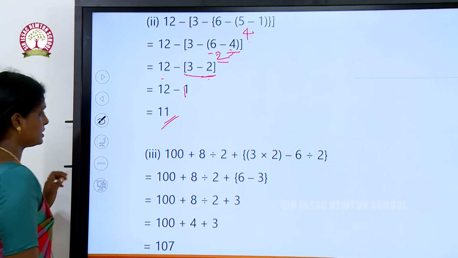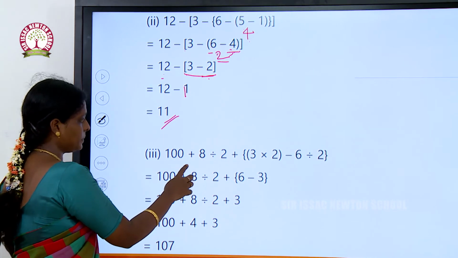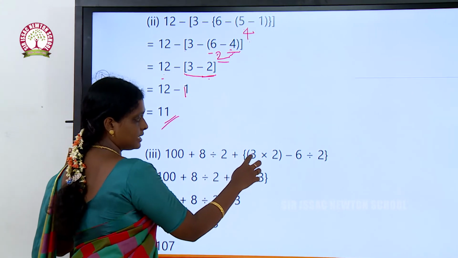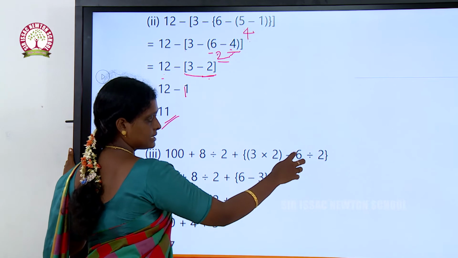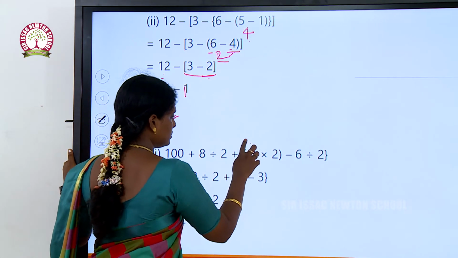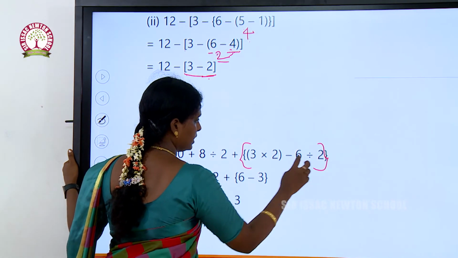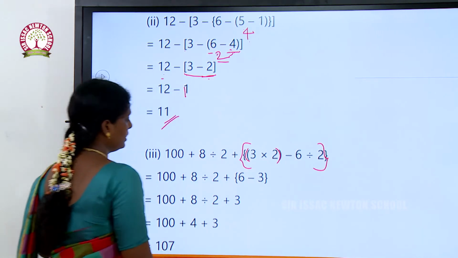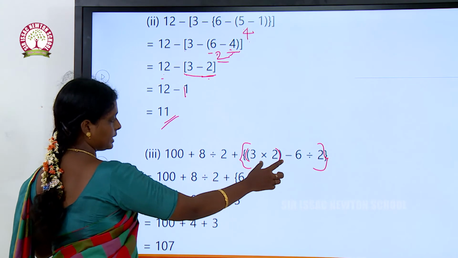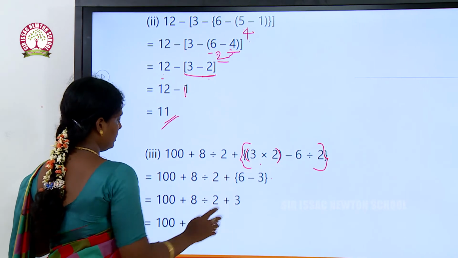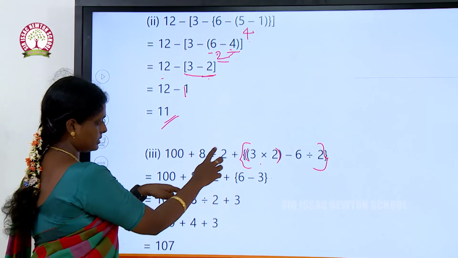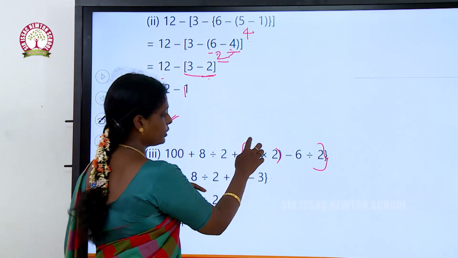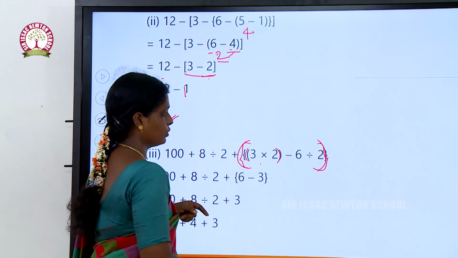And the next question is 100 plus 8 divided by 2 plus 3 into 2 minus 6 divided by 2. This is fully in brackets and this is having a separate bracket. Okay. Now I am going to multiply these two numbers. 100 plus 8 divided by 2. Okay. Keep it aside. And now we are going to solve this bracket alone.